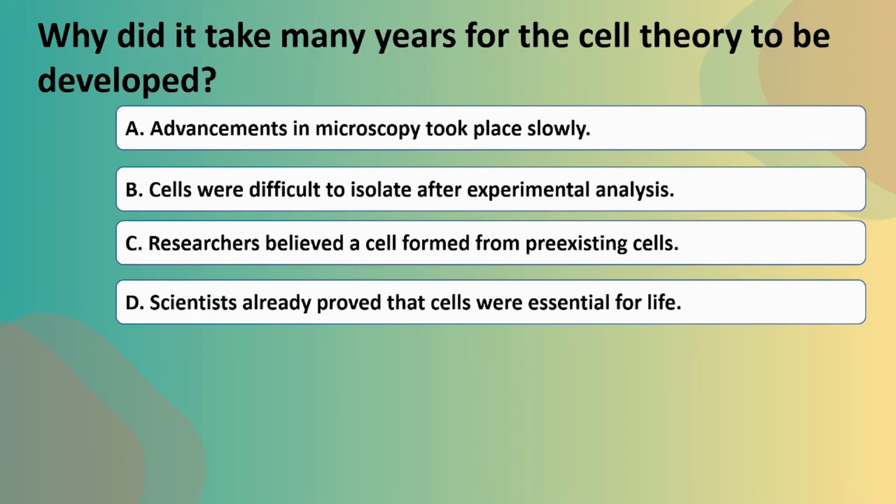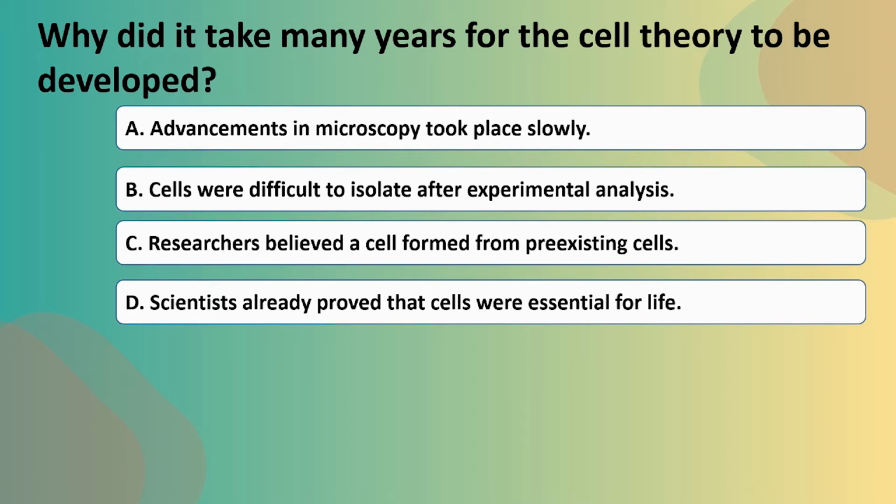Next question. Why did it take many years for the cell theory to be developed? A. Advancements in microscopy took place slowly. B. Cells were difficult to isolate after experimental analysis. C. Researchers believed a cell formed from pre-existing cells. Or D. Scientists already proved that cells were essential for life.